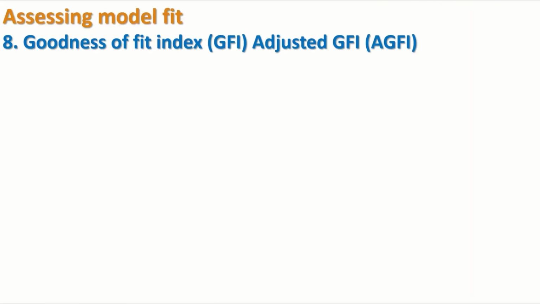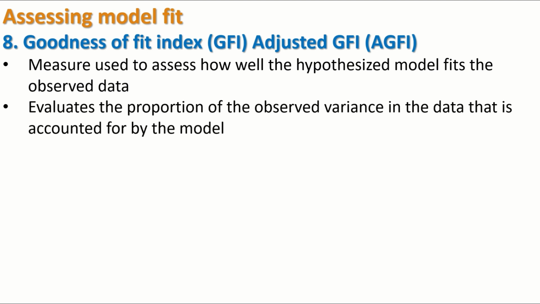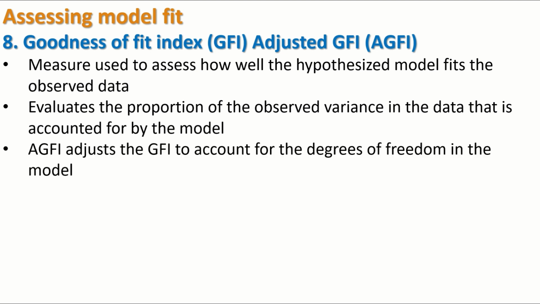Another index is the goodness of fit index, GFI, and the adjusted GFI, measures used to assess how well the hypothesized model fits the observed data. It evaluates the proportion of observed variances in the data that is accounted for by the model. So AGFI adjusts the GFI to account for the degrees of freedom in the model.